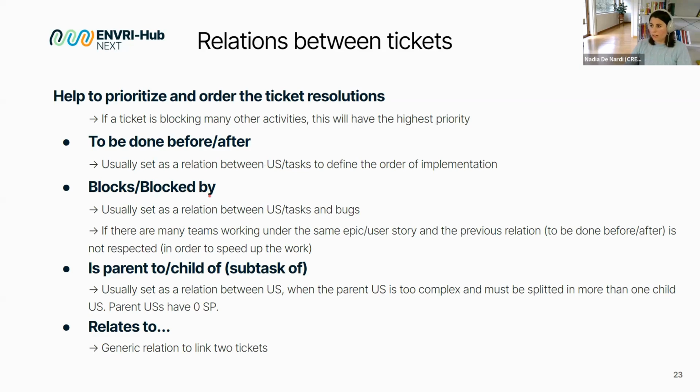Blocks is blocked by, so we have both the status blocked, and then we can also put the relation with the ticket, okay? So usually it is a relation between user story and bugs, but it can also be a relation between user stories. So, for example, you put this, and then if you see that your colleague after 1 month doesn't complete his task, you put this is blocked by, okay, that is the next level.